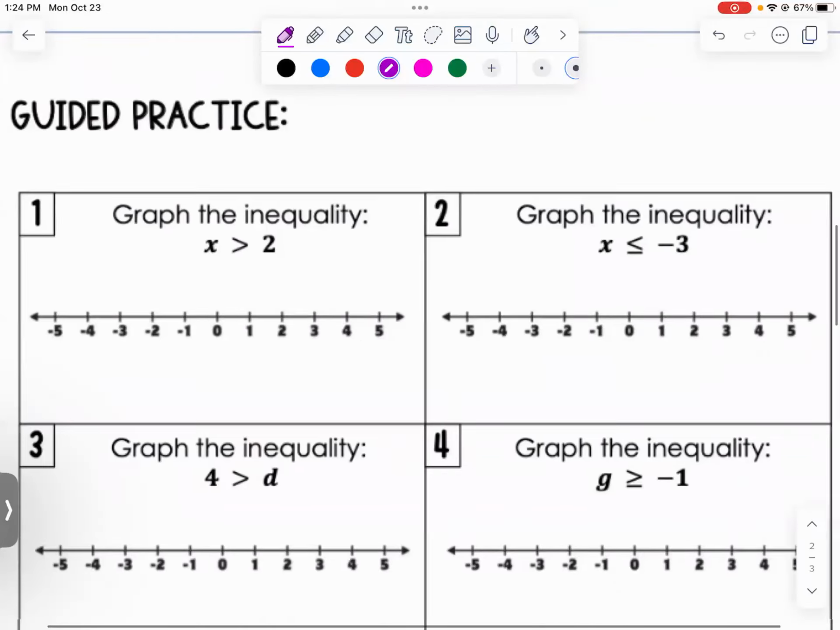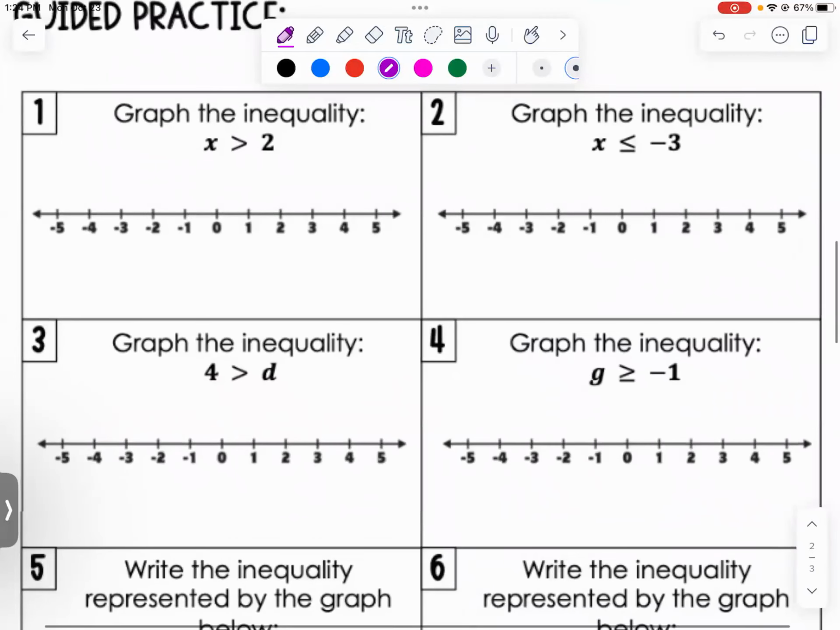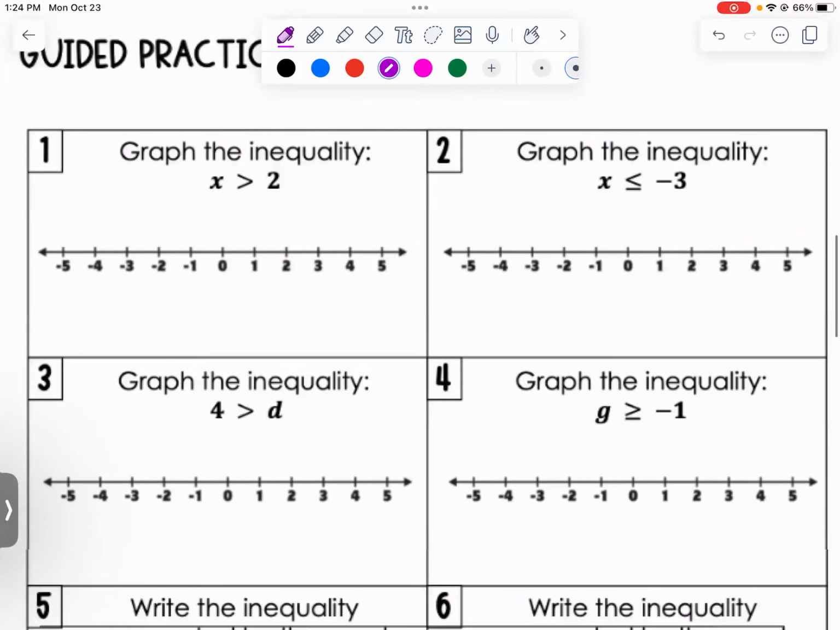What I want you to do is go to page 2 and you're answering right now 1 through 4. You're answering 1 through 4 and then stop.